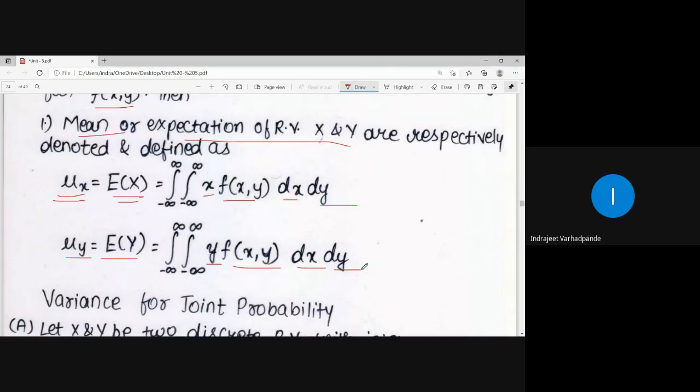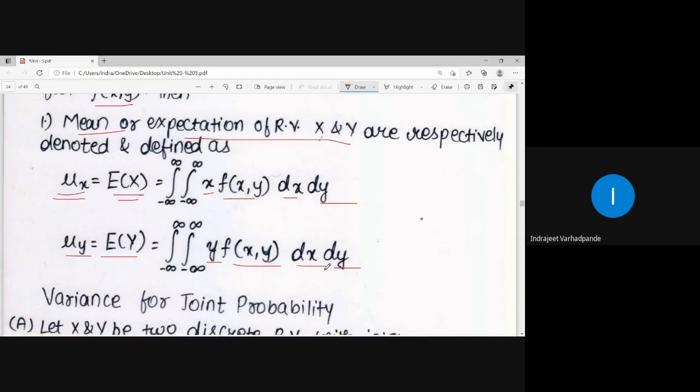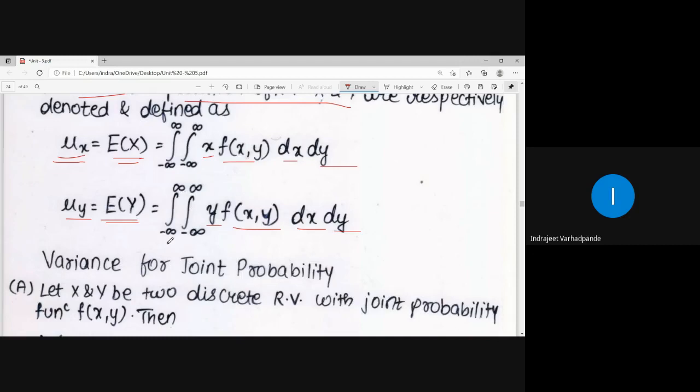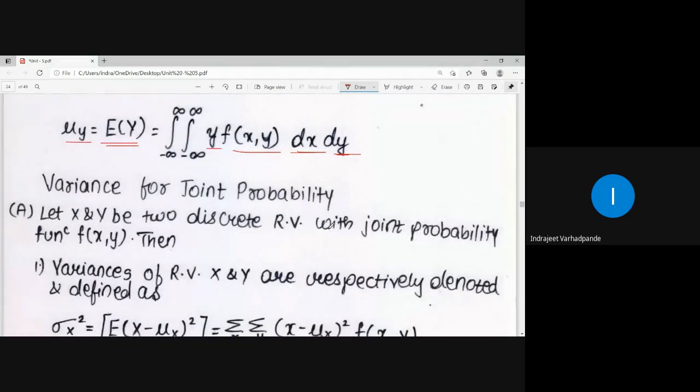Similarly, as in the earlier case of discrete random variable, it was summation over X, summation over Y, X multiplied by f of xy. Here it is integral of X multiplied by f of xy, integrated with respect to X as well as with respect to Y. So expectation of Y will be integral minus infinity to infinity y f of xy dx dy. Once you integrate with respect to X, second time you integrate with respect to Y. So this was all regarding the expectation.